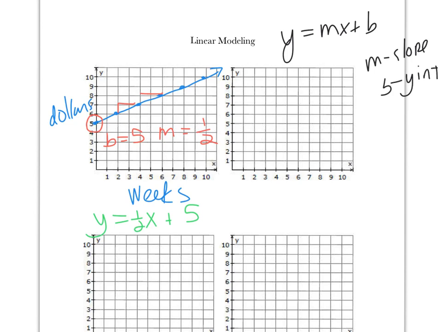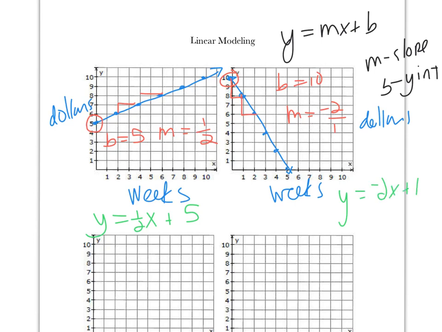Another scenario could be something like you found $10, and again I'm using the same axes here, weeks and dollars. And let's say you found $10 and decided that you were going to spend $2 every week. So you would go from 10 down to 8 in 1 week, down to 6 in another, and you would have something that looks like this. We could also write this equation. And again, you have a starting point or a b of 10, and your slope is a little different here. We're going down 2 over 1. We would call that negative 2 over 1. And we would write this equation as y equals negative 2x plus 10.